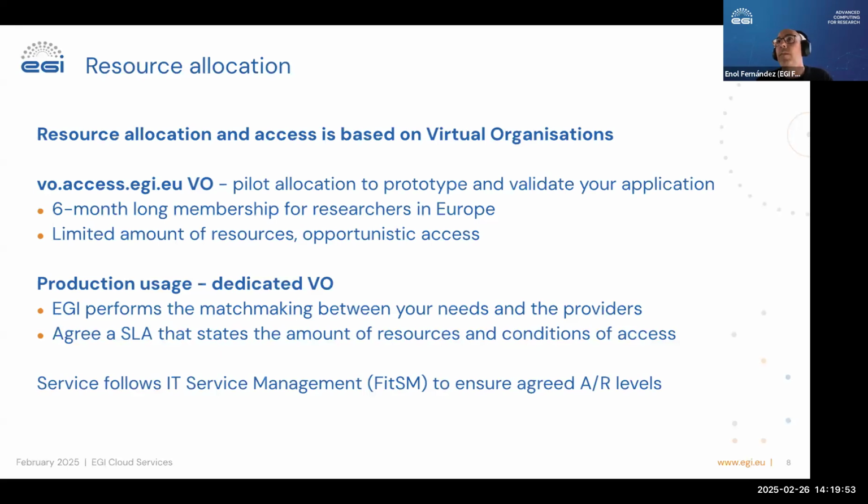Once you have played around a bit and understand how it works, we can move to what we call the production usage. And here we create a dedicated VO for you or your community. Here we have a negotiation process where EGI gets your full list of requirements, what are the resources that you need, what are your constraints, and we talk with our providers and do a matchmaking. Once we find the right match, we create what we call an SLA, a service level agreement. That is an agreement where we state what is the amount of resources, the conditions for accessing them, etc.